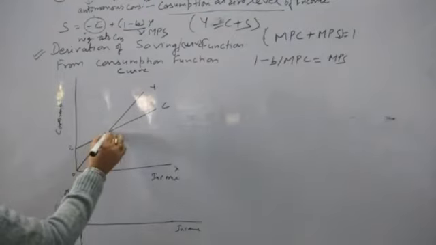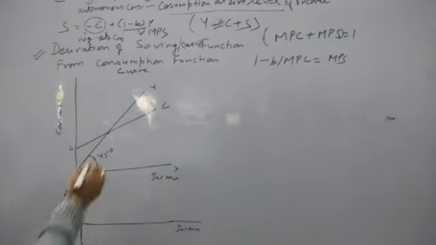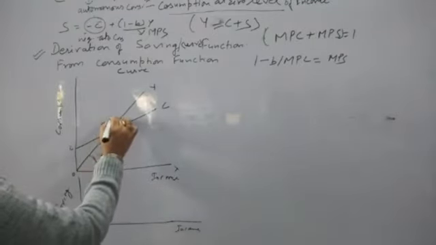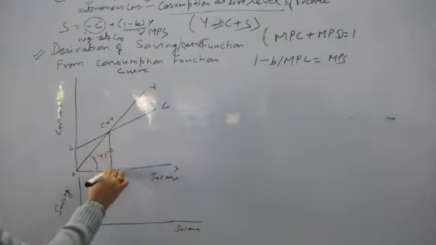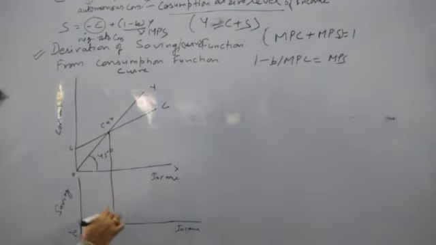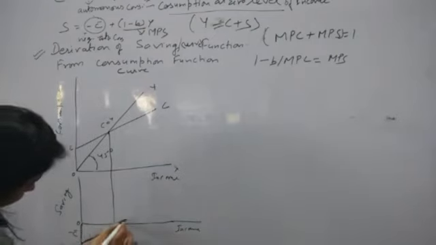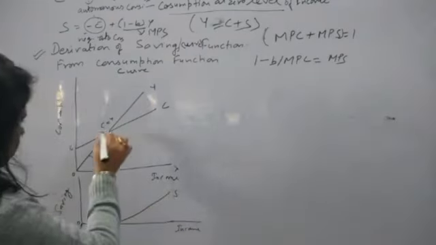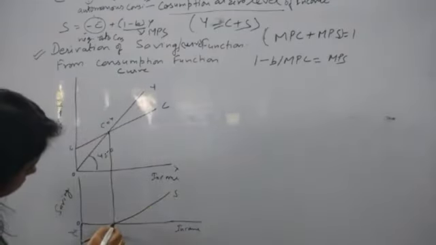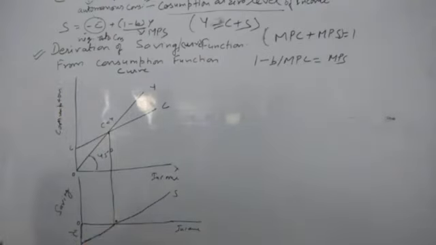This is our break-even point where C is equal to Y, and from it we will take a perpendicular line till this axis, and we will draw with the help of a scale. We will make a saving curve from here, because where C is equal to Y, the saving there is 0. So this will make our saving curve. So it is the derivation of the consumption curve to the saving curve.